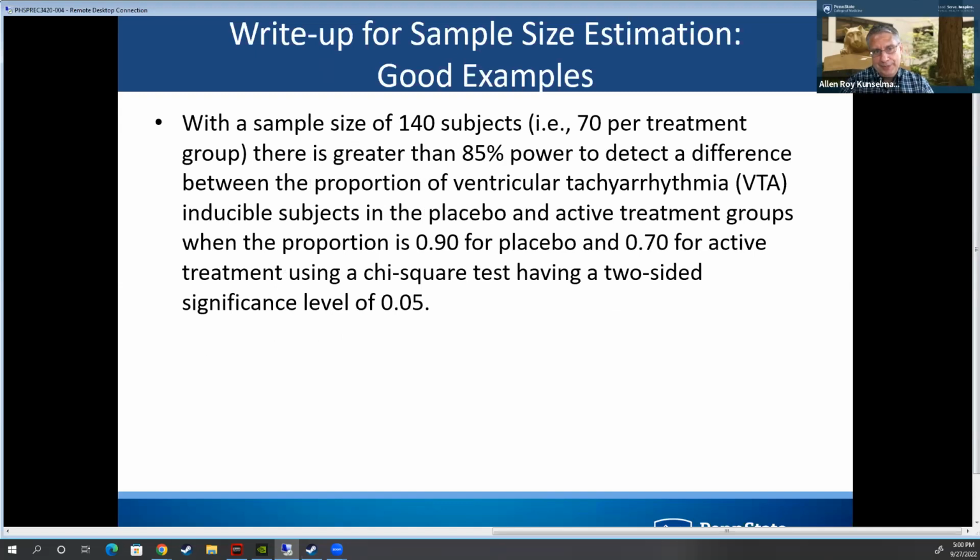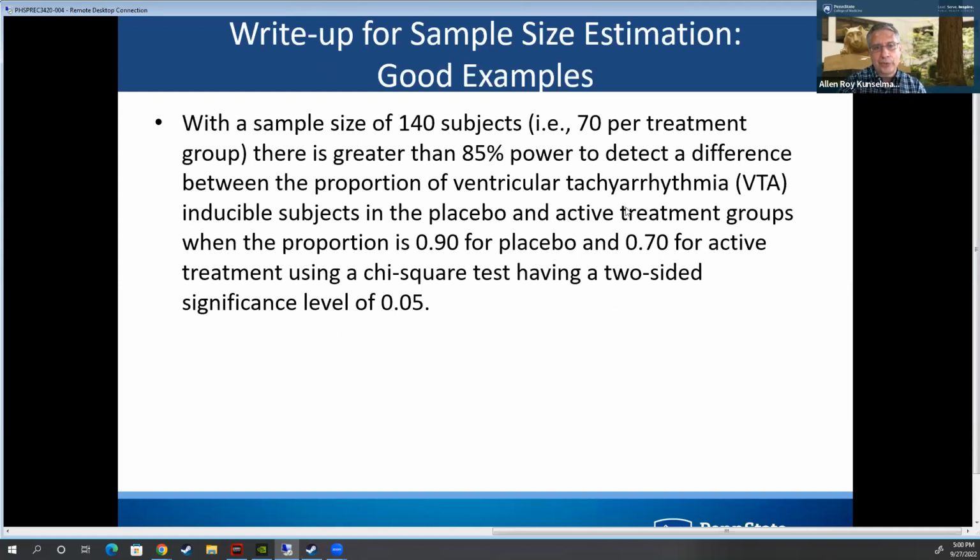Another good example is this one. With a sample size of 140 subjects, 70 per group, there's greater than 85% power to detect the difference between the proportion of VTA inducible subjects in placebo and active treatment groups, when the proportion is 0.9 for placebo and 0.7 for active treatment, using a chi-square test, two-sided significance level of 0.05.